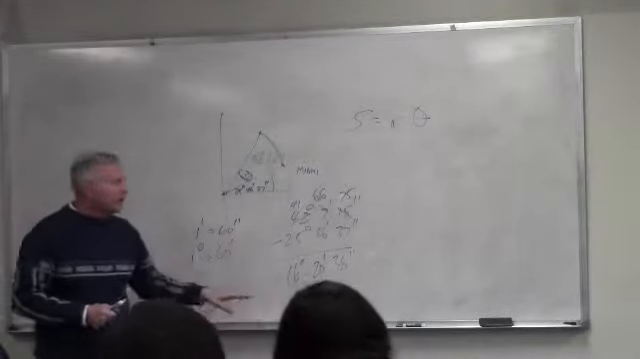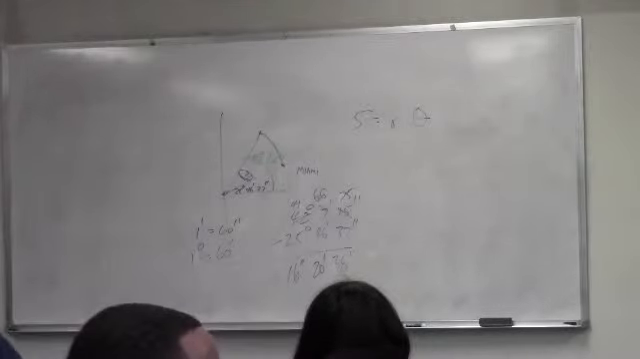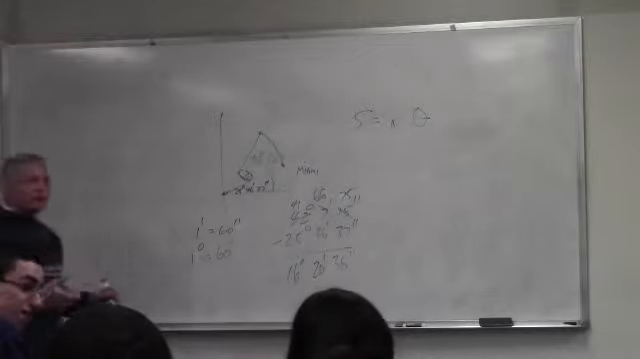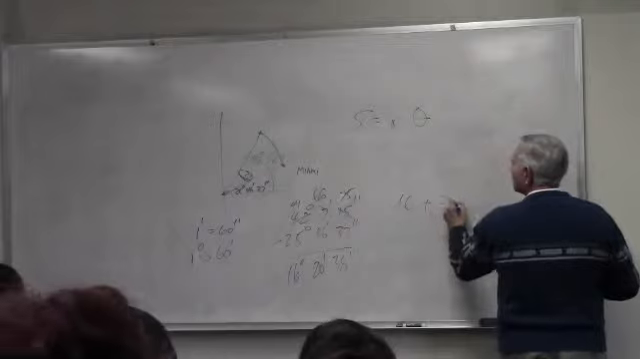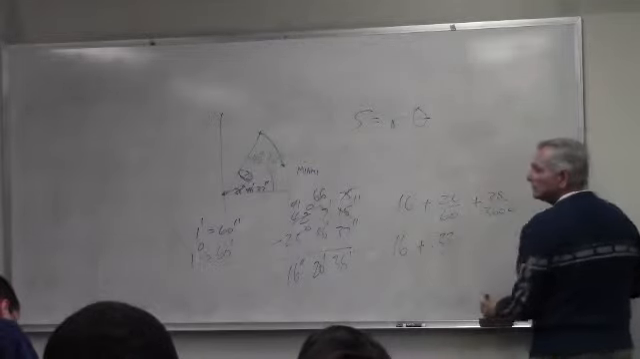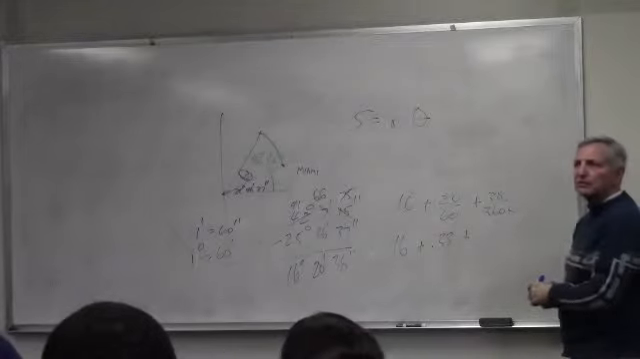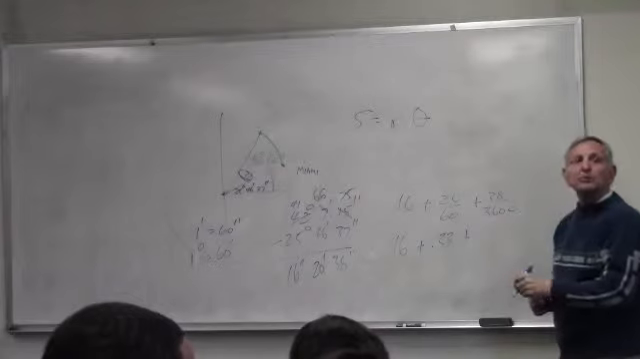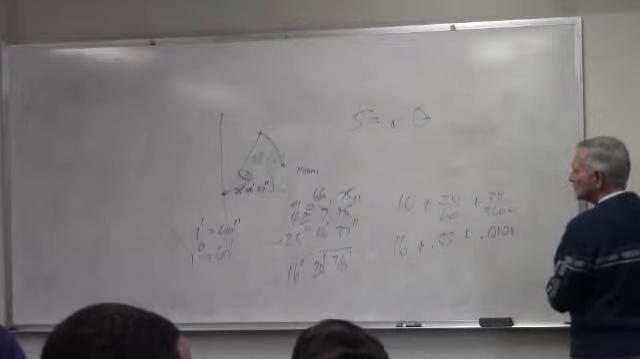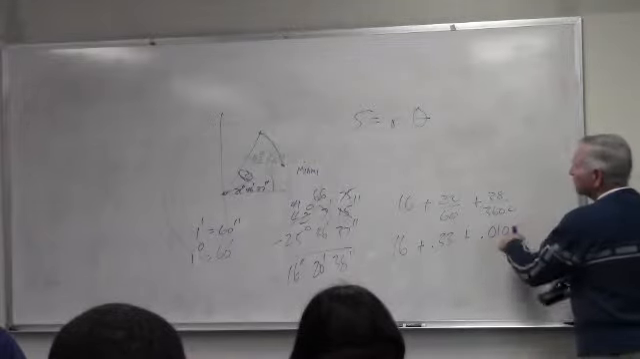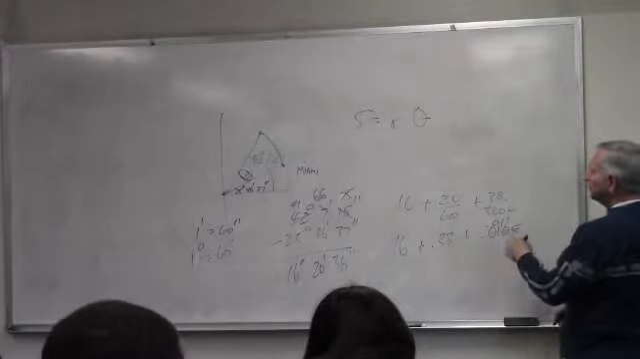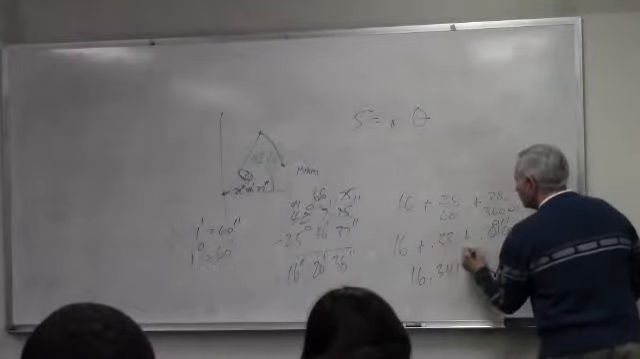Now, yesterday we talked about how to convert this to a decimal. So it's 16 plus 20 over 60, plus 38 over 3600. So this is 16 plus 0.33, one-third, plus whatever 38 divided by 3600 turns out to be. It's 0.0105, so we'll round that to 0.011 and add it to this. That gives me 16.341 degrees.